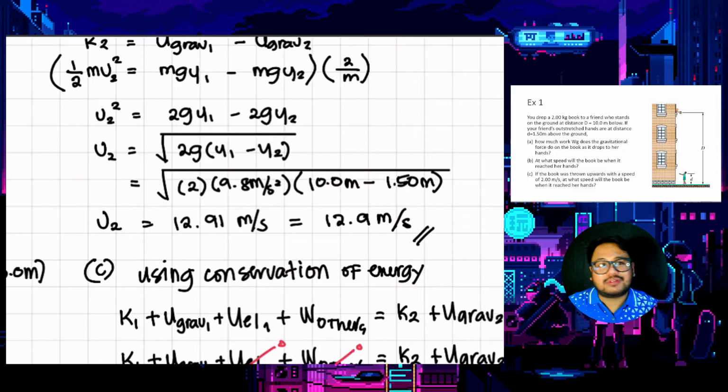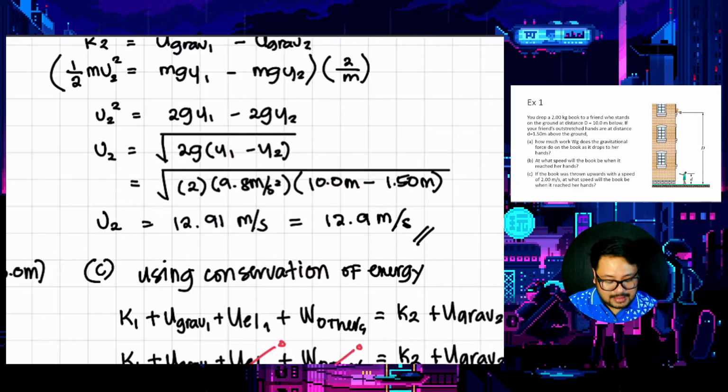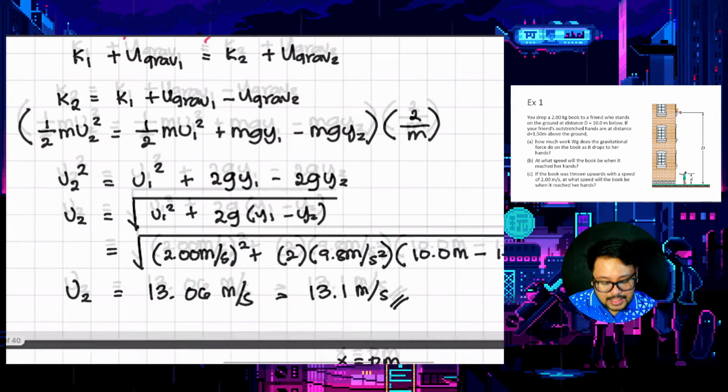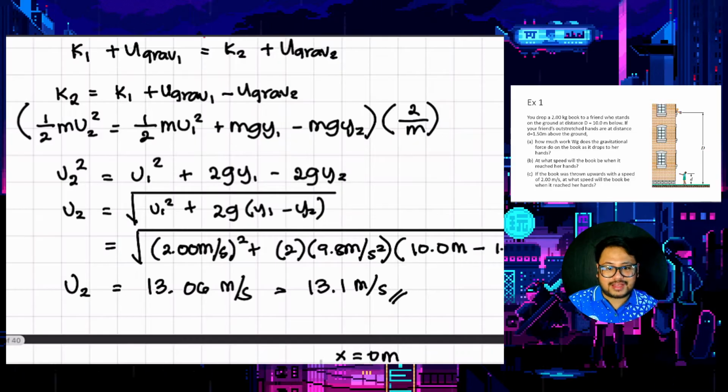Unlike earlier, where it's just being dropped and K1 is just equal to 0, this time K1 for letter C is not a 0 value. It has a value of 1/2 mv1 squared. Okay, so our answer is 13.1 meters per second. So that's our answer for example number 1.